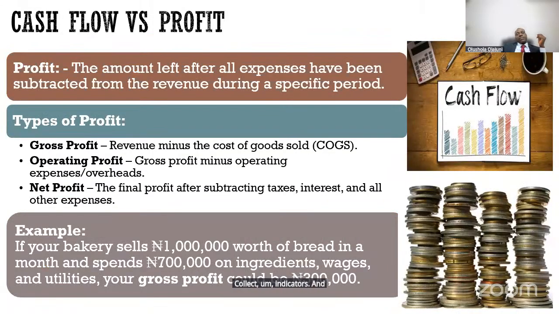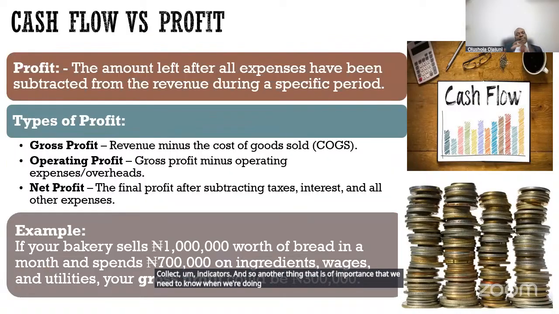So another thing that's of importance that we need to know when we're doing financial management or financial planning is cash flow and profit. I think a lot of us confuse this. Profit, what is profit? This is the amount you make after you've paid all your expenses and subtracted everything, then it's left for you to spend. And it doesn't even belong to you, it belongs to the business.